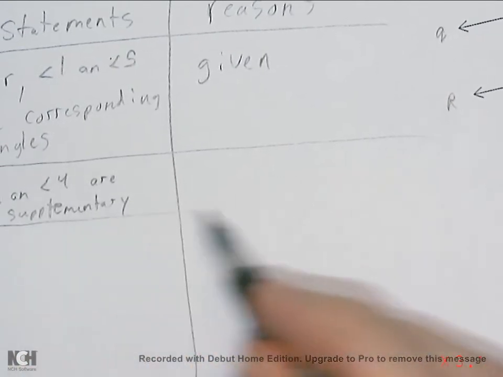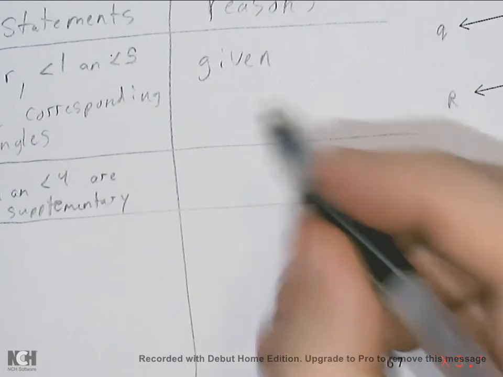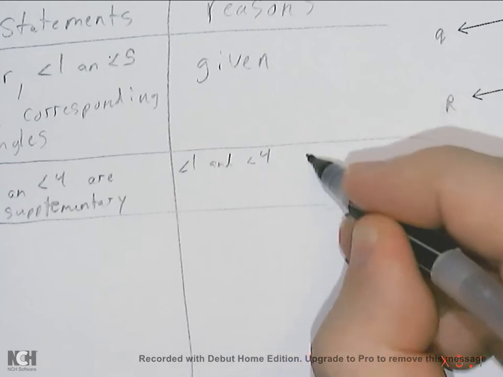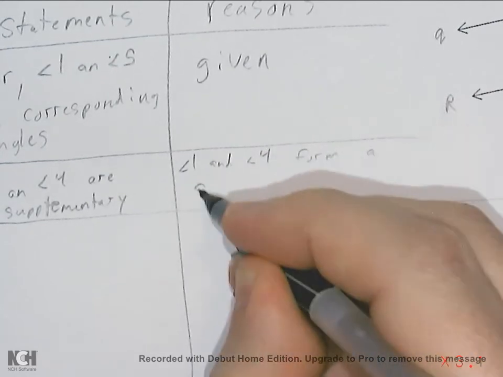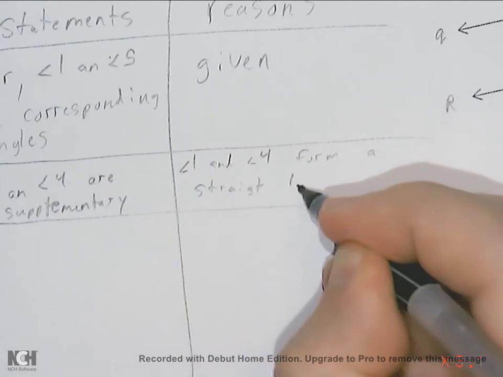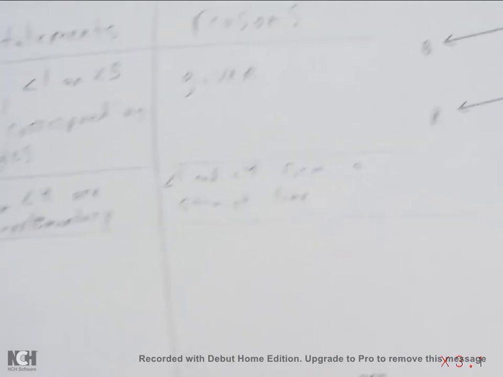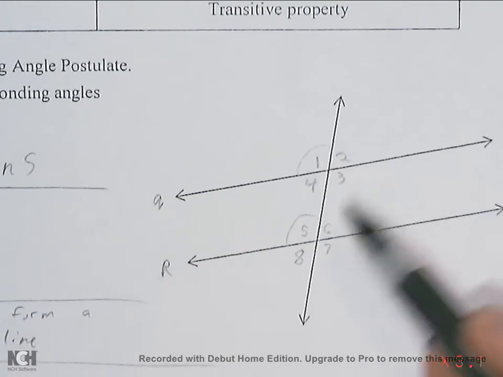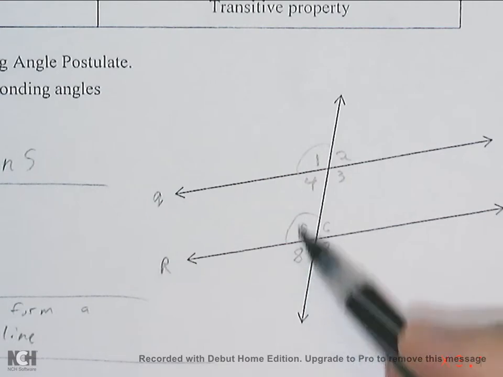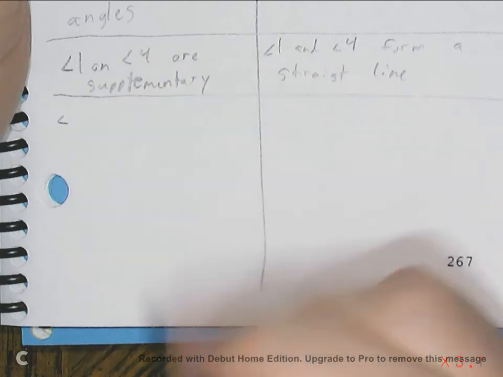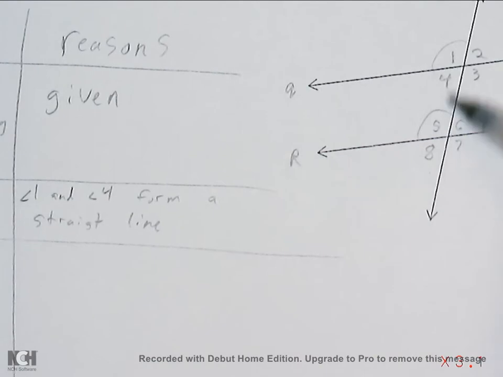And I know that because angle 1 and 4 form a straight line. Okay. Now looking over here, I also know that angle 5 and 8 are supplementary, right? Or sorry, I don't want to do 5 and 8, I want to do 5 and 4. These are supplementary because again, they form a straight line.